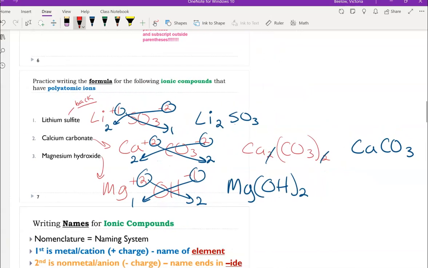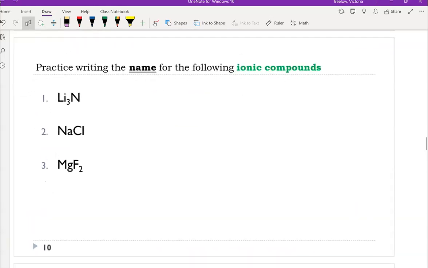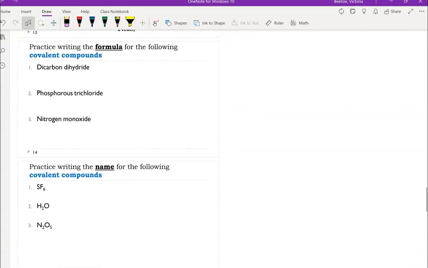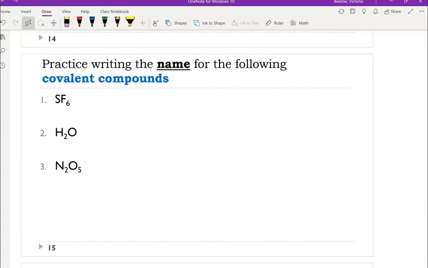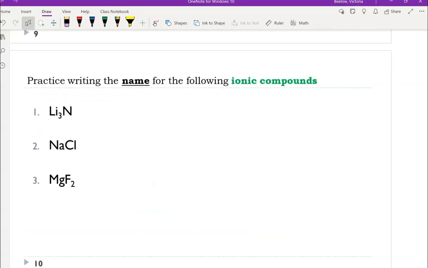And then lastly, we're going to go backwards. So we're going to be given the formula and we're going to write the name, which is actually probably the easiest naming. It's just like what you did with the covalent stuff here, but you don't have the prefixes. So for example, Li3N, that would just be Li is lithium, and then N is nitrogen, and we change that to nitride. Okay, we change it to end in ide.